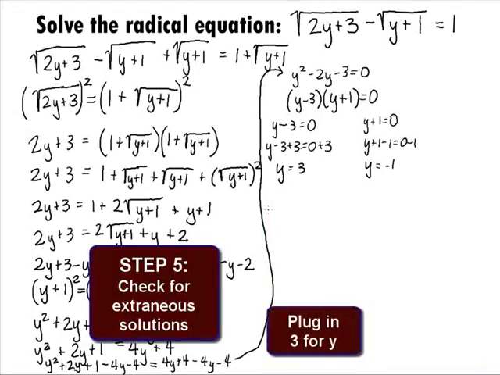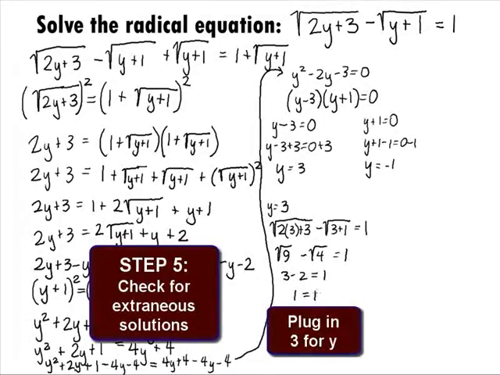Plugging in 3 for y into the equation square root of 2y plus 3 minus square root of y plus 1 equals 1, we get square root of 2 times 3 plus 3 minus the square root of 3 plus 1 equals 1. Simplifying the inside of the square roots, we end up with square root of 9 minus square root of 4 equals 1. This will simplify to be the square root of 9 is 3 minus square root of 4 is 2 equals 1, which gives us 1 equals 1.